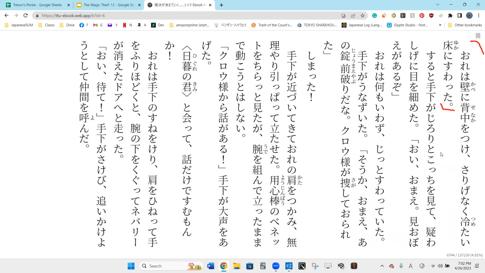Senaka otsuke. I lean my back against the wall. Sarigenaku tsumetai yuka ni suwatta. I nonchalantly sat down on the cold floor, specifically wooden floor. No, it's not a wooden floor, it says just floor. Right. That is cold.